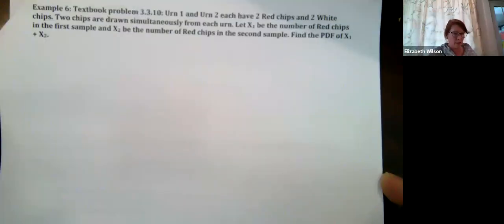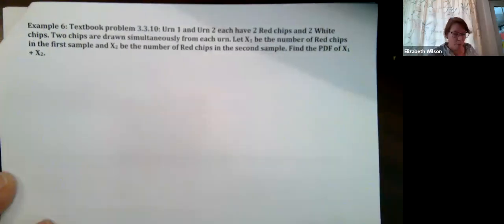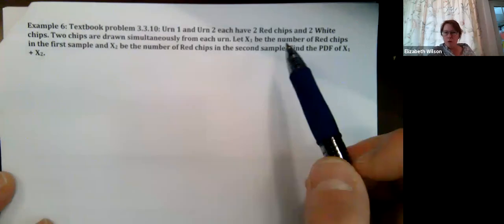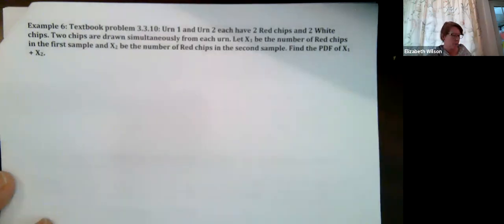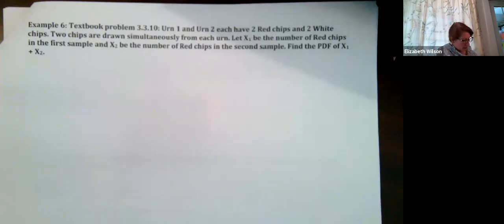So example 6 is actually a problem specifically from the textbook, 3.3.10. We'll read it out, and then we're just going to work it through. We'll do out our sample space with the trees. We'll talk about our individual probability distribution functions, and then our overall probability distribution function as well. And then we can start putting it together, and we can build up a CDF for it too at the end.